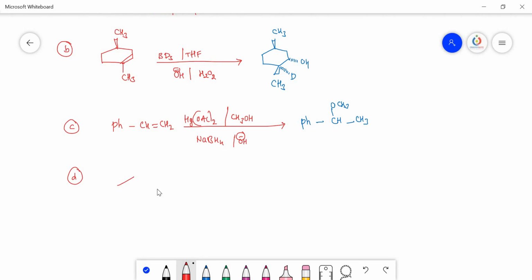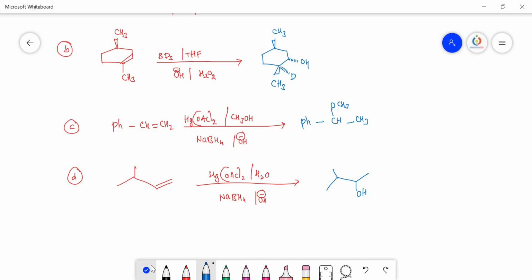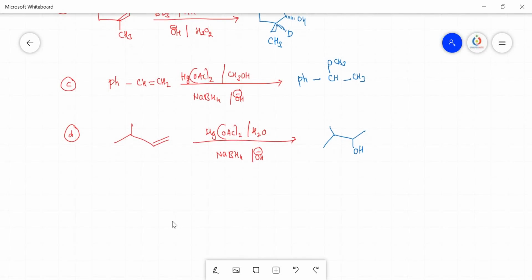And the last question that I had given in the previous session was this one. This is again with mercuric acetate, H2O now, again NaBH4 and OH minus. If anybody missed these concepts and how to write down these products, just go through the previous video which is posted in our classroom, so that you can understand the entire concept and comment on all these questions again. So these are the answers for the questions given in the previous video.